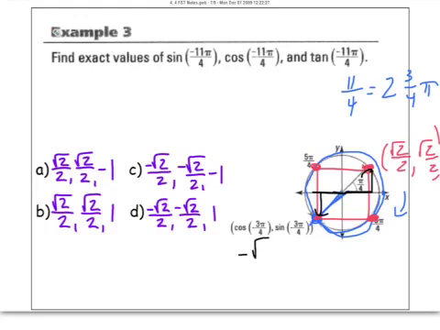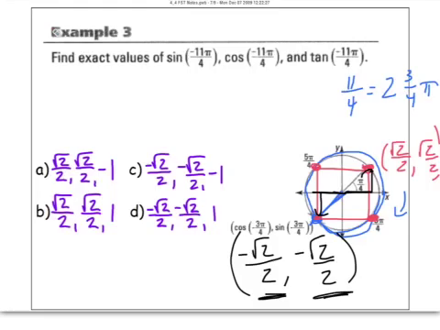To go left, that's a negative movement. To go down, that's a negative movement. Therefore, the cosine is negative square root of 2 over 2. The sine is negative square root of 2 over 2. The tangent is the slope of the line created by that angle. Here's the slope. By the way, the slope is positive.